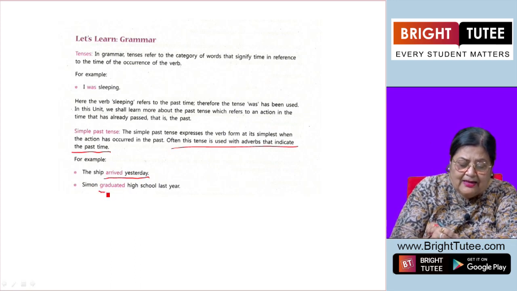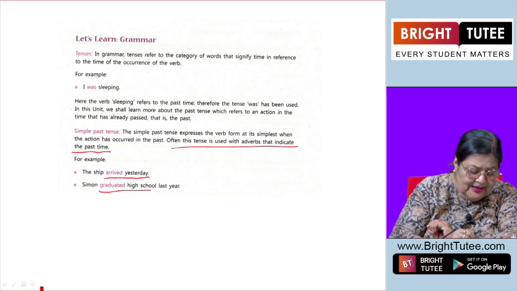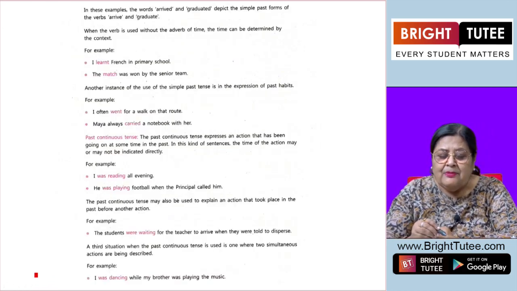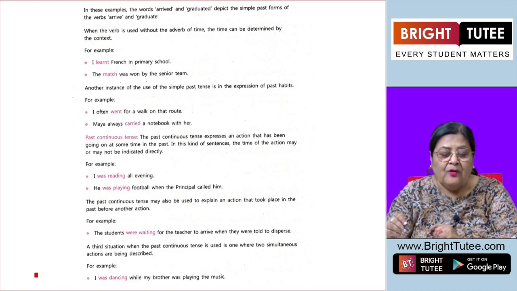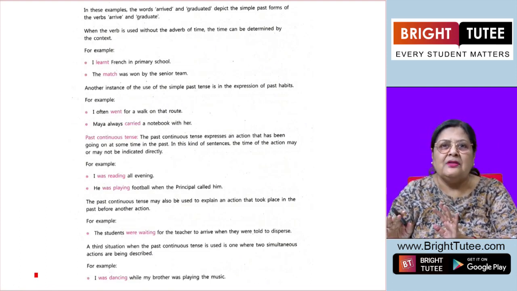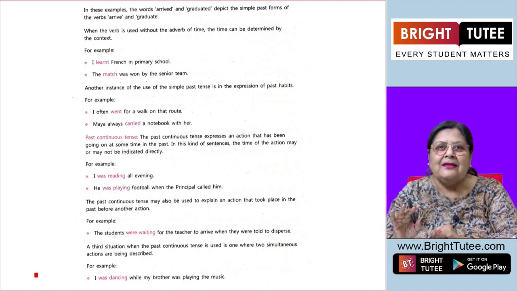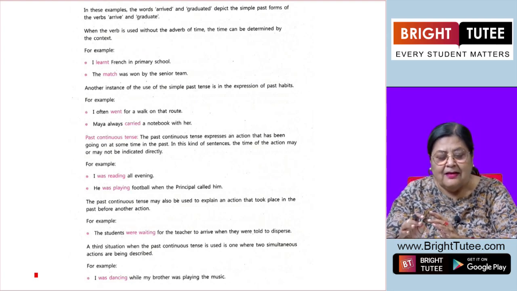Simon graduated high school. Okay, so let me come to the next page. These examples, arrived and graduated, depict that the simple past form of the verb arrive and graduate, you have to add ed to it, as simple as anything. So, he was arrived is a wrong answer. He was graduate is a wrong answer. He arrived, he graduated are the right answers.